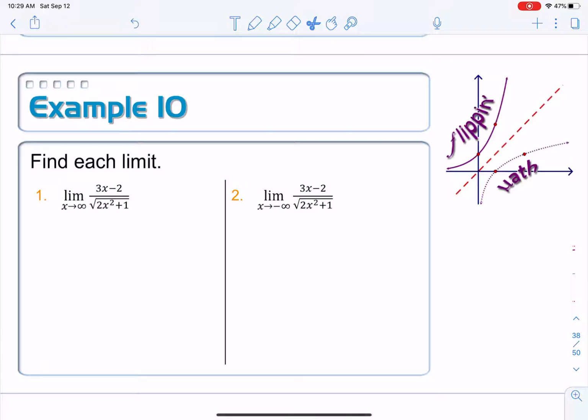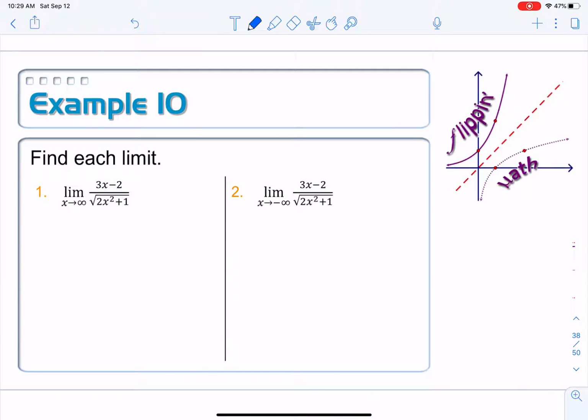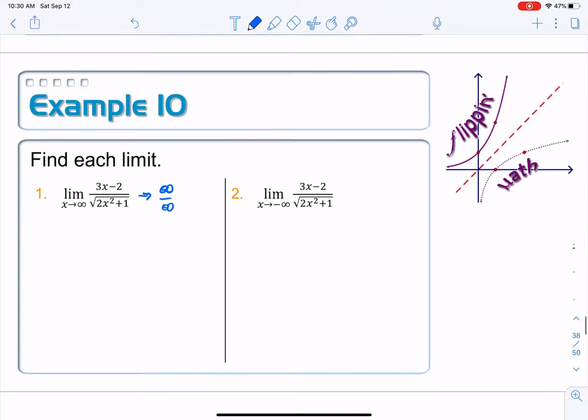So on number 1, mentally directly substituting in an infinity: 3 times infinity, infinity minus 2, top still infinity. On the bottom, 2 times an infinity squared is infinity, plus 1 more, still infinity. Really, really big, take the square root, still infinity. So we have our indeterminate form, infinity over infinity. I need to resolve it. So I need to find another function that's going to agree with this one, but help me figure out where that horizontal asymptote is, if I have one.